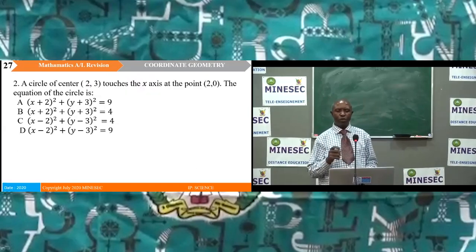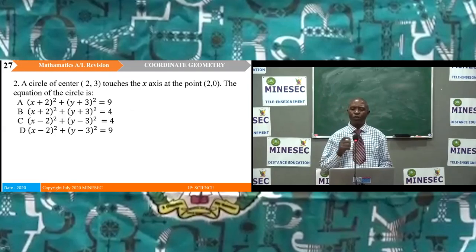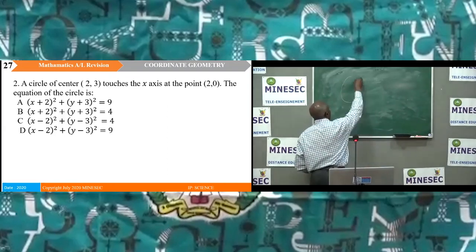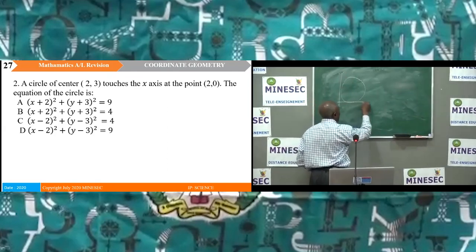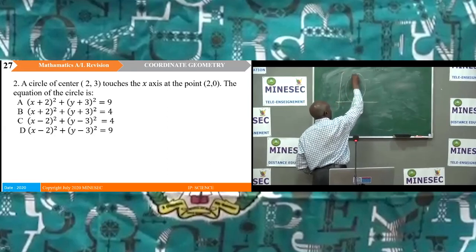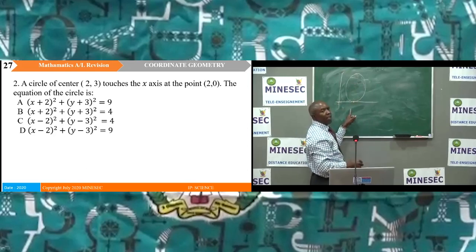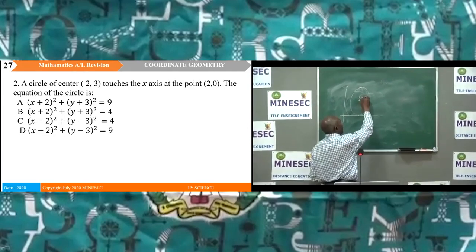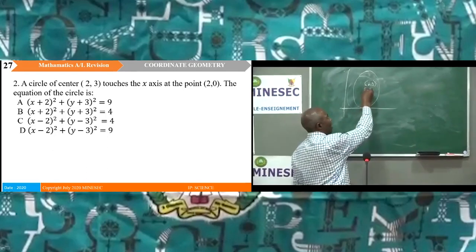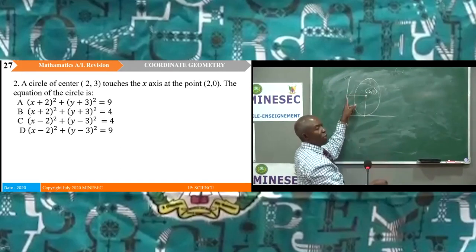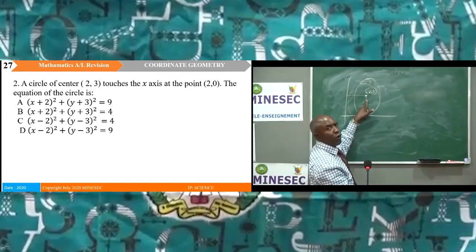A circle of center (2, 3) touching the x-axis at the point (2, 0): the equation of the circle is? This is the x-axis where this circle touches, and the center is at (2, 3). To obtain the radius of this circle, you see that the corresponding y value of this center will give you the radius of the circle.